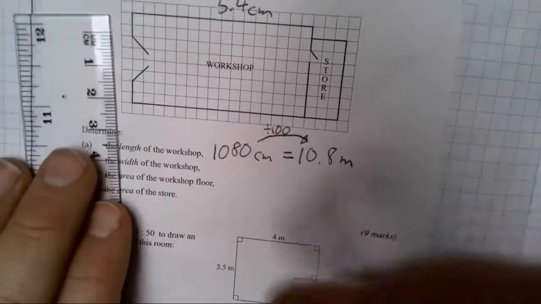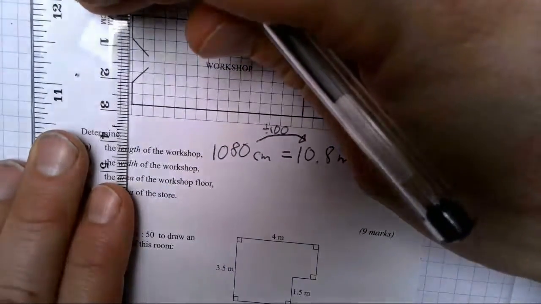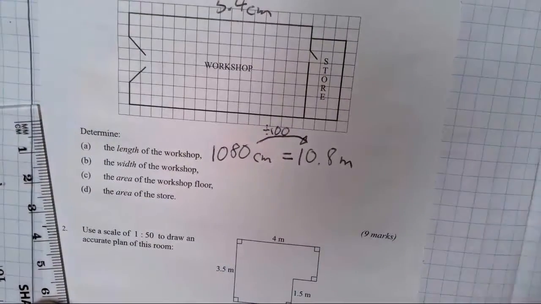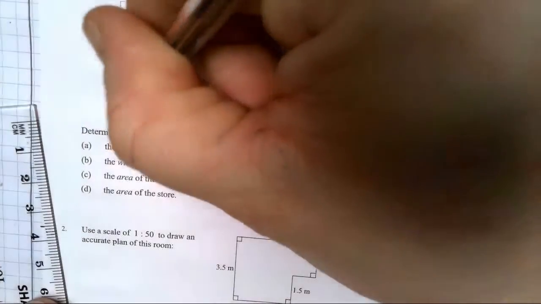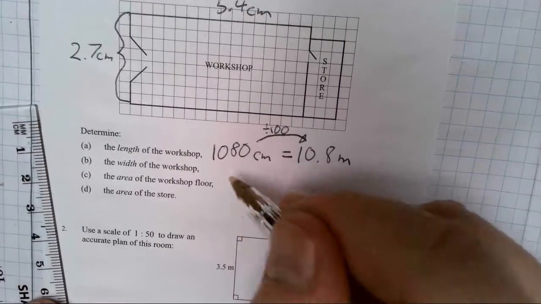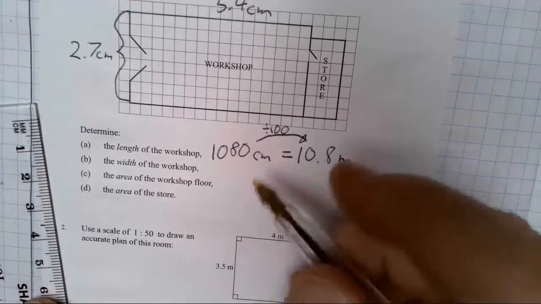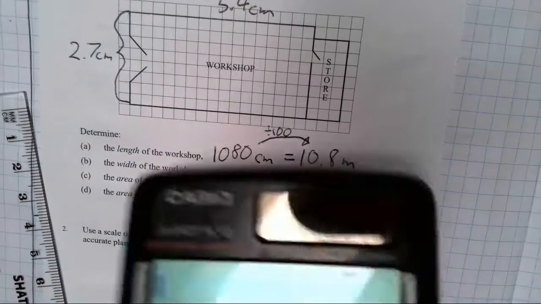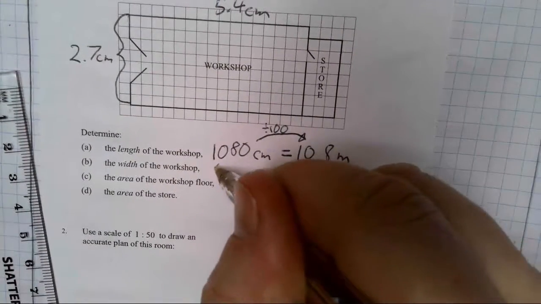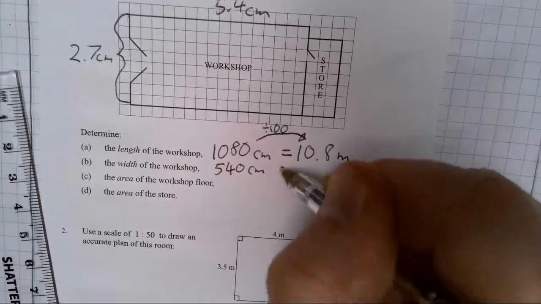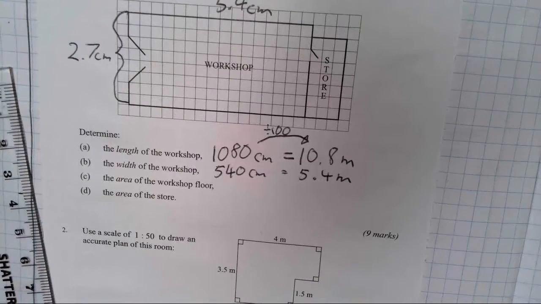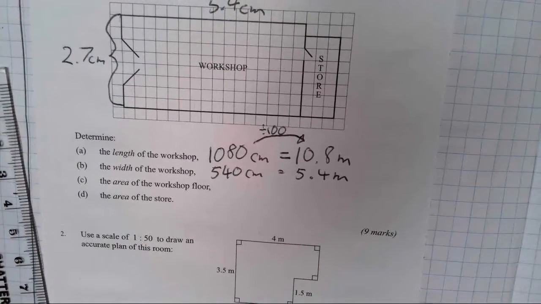Width of the workshop. I make that as 2.7. So I make that width there 2.7 centimeters. Exactly the same thing. I'm going to take 2.7 and times it by 200. So 2.7 times 200 equals 540 centimeters in the real world, which is 5.4 meters. Exactly half the length.